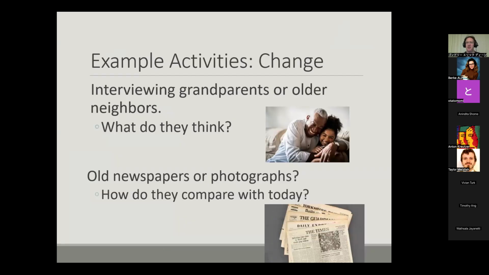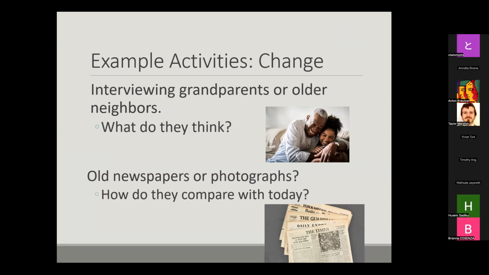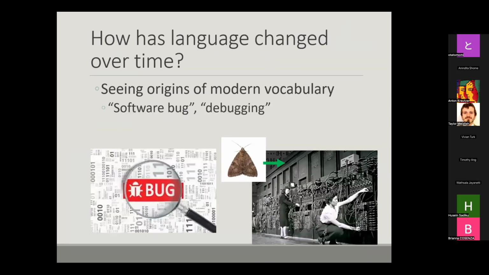So to show a change in history, there are activities that can help illustrate historical change. One way, for example, you could assign students with interviewing grandparents or interviewing older neighbors, right? How do they think things have changed in their lives over time? Or maybe you could take old newspapers or old photographs and compare them with today's news or today's photographs, right? So these are ideas of how society can change, or how it can stay the same.